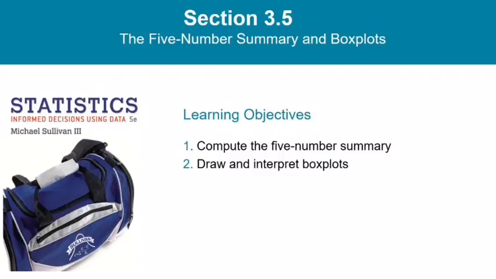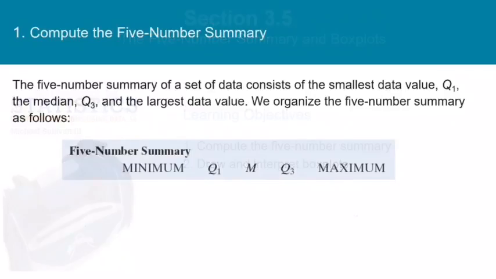Today we're in section 3.5 and we're going to talk about the 5-number summary and how to draw a box plot, also called a box and whisker plot. And I'll show you how to interpret the box plot. Here we go. Let's start with the 5-number summary.